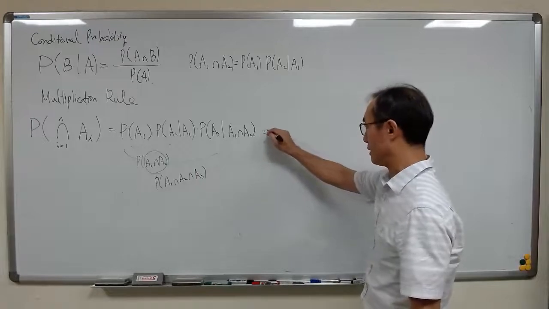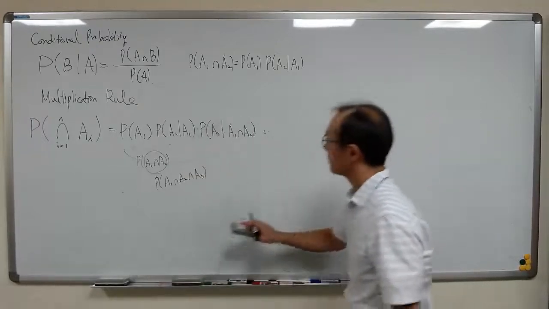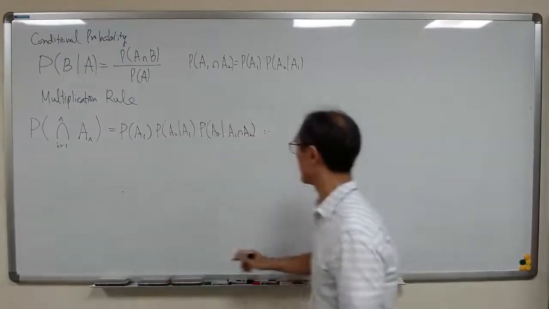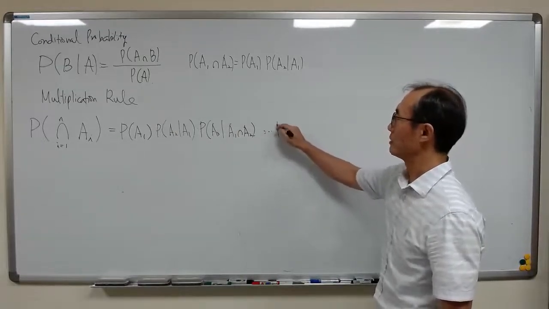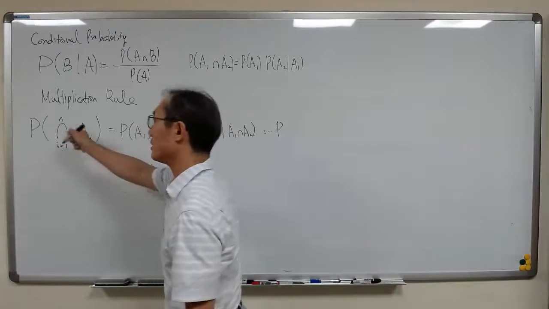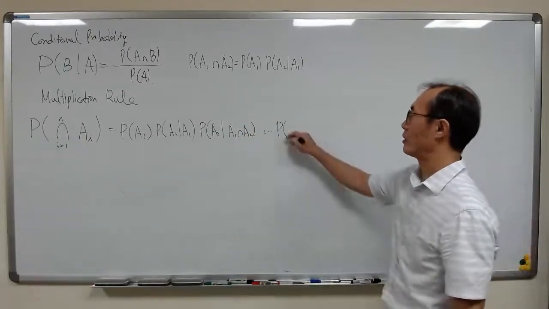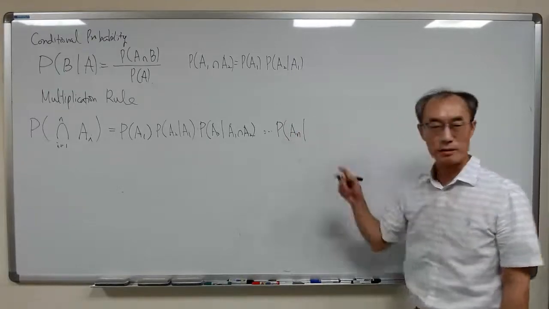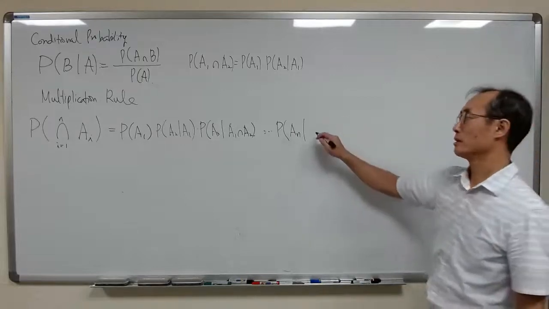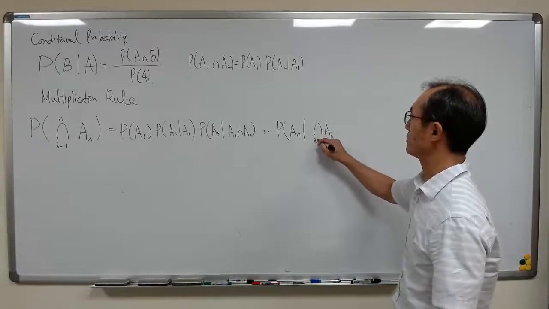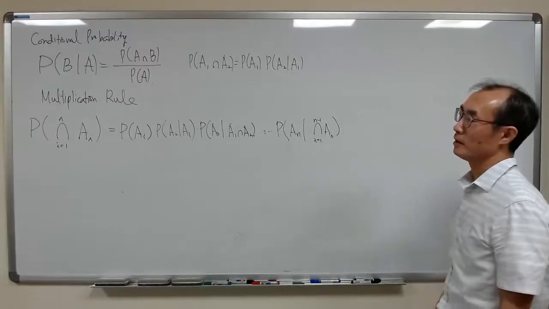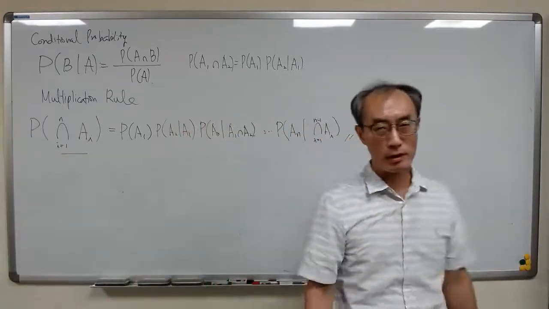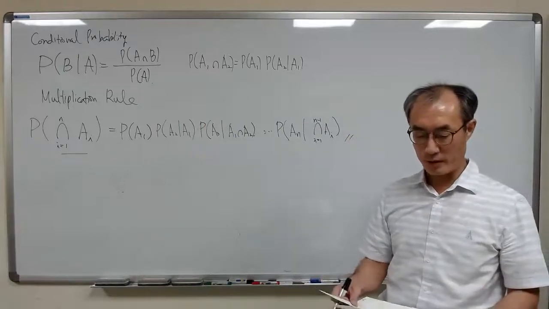By applying this identity repeatedly, we're going to get the multiplication rule: the probability of the intersection of those n events will be the product of these conditional probabilities, with the final event A_n given the condition of all the previous events, the intersection of A_i as i goes from 1 to n minus 1. Okay, this is the multiplication rule to compute the probability of the intersection of many different events.